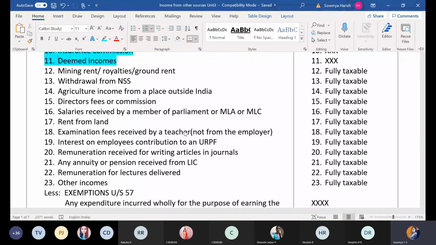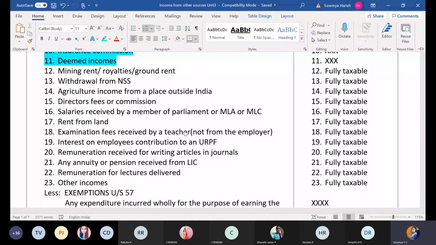Then other incomes. See, the Income Tax Act has listed some incomes. Other than this, if you have any other income which is not exempted and which does not fall under any of the first four heads of income, you can bring it here. So that is what it says.